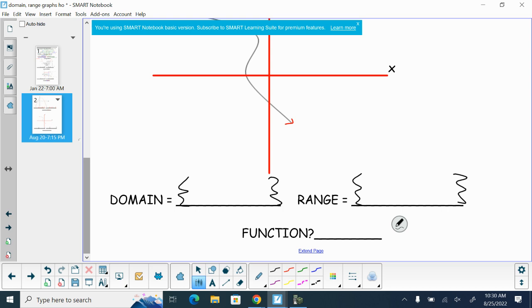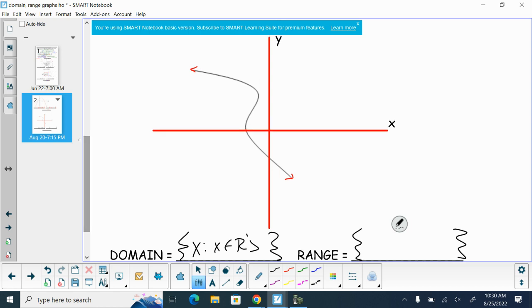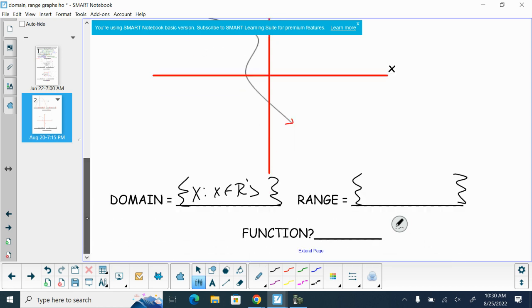Domain. Brady, what you got for the domain? Set of x such that x is a member of the reals. That's correct. X is a member of the reals. Even though we don't have numbers there, this expands this way and this way, which covers our entire number line. Range, Jacob, what do you have for range? Y such that y is a member of all real numbers. That's correct, because it stretches upwards and downwards, so it's all real numbers.